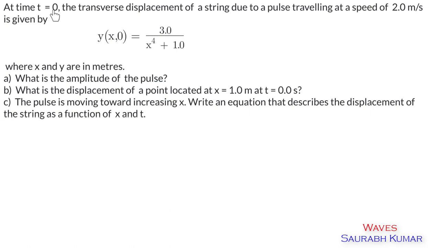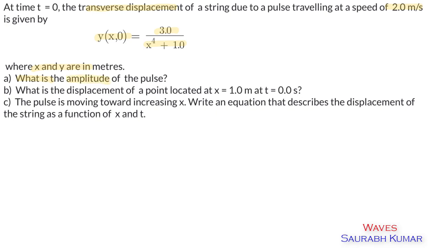Question: at t equal to 0, the transverse displacement of string due to pulse traveling at speed of 2 meter per second is given by this expression. So this is equation of transverse displacement at t equal to 0. That's why it is independent of time. X and y is measured in meters. Part A, what is the amplitude of pulse?